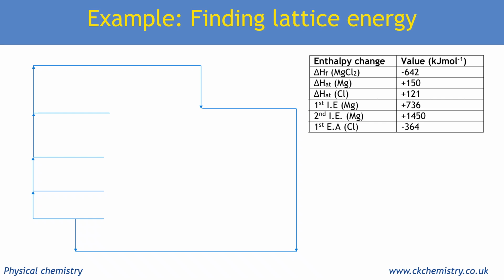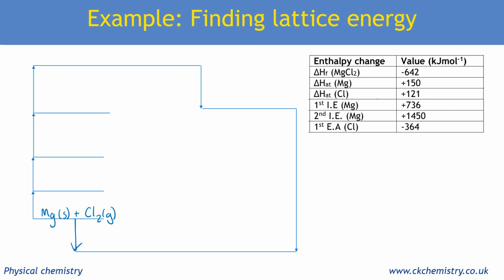So bottom left hand corner is going to be my delta H formation. So I'm going to have magnesium solid plus Cl2, which is a gas. And then that arrow is showing, so remember these arrows are just reaction arrows, right?